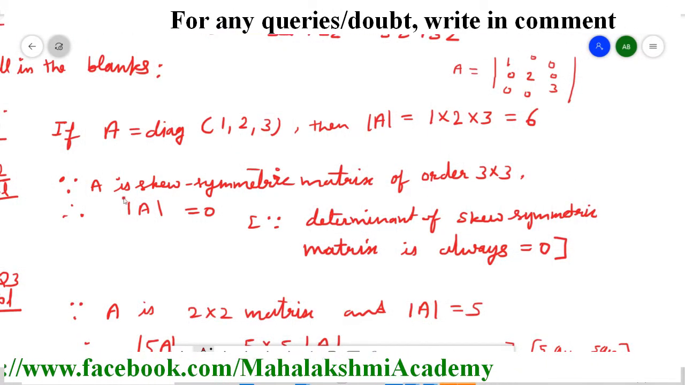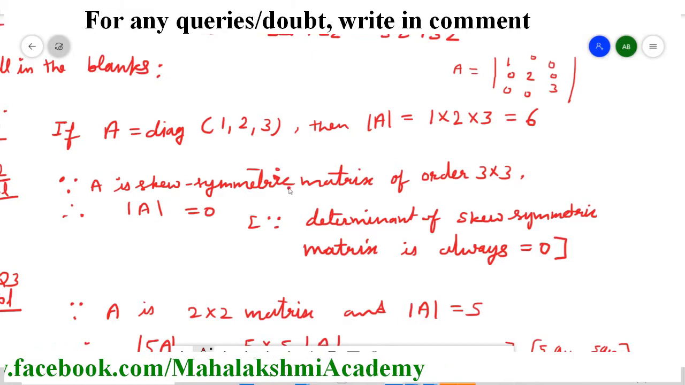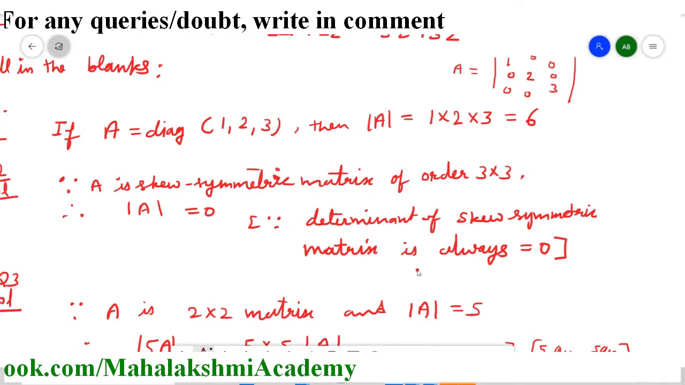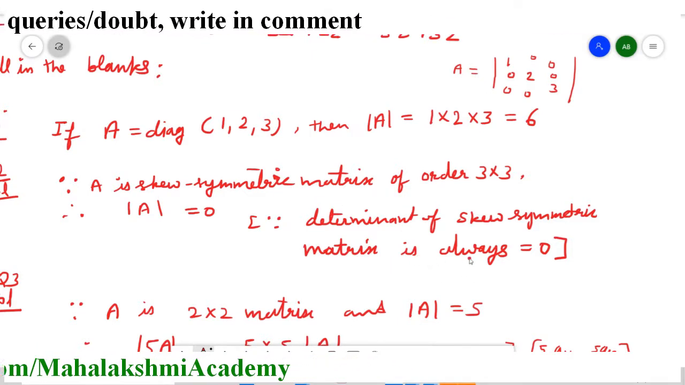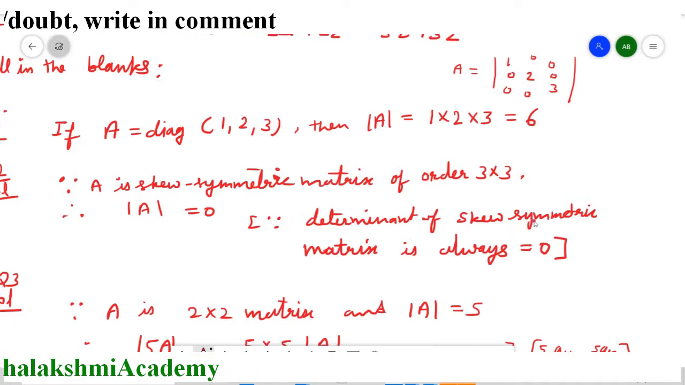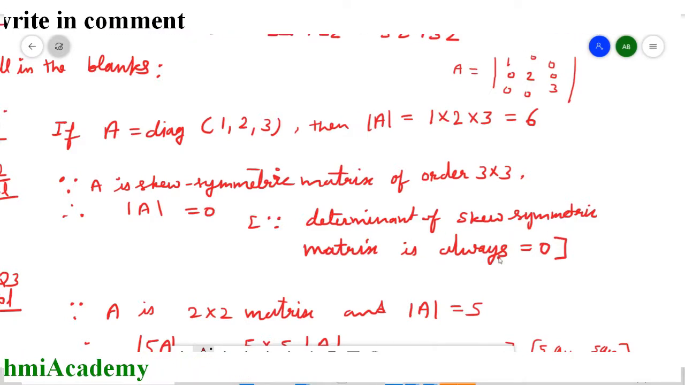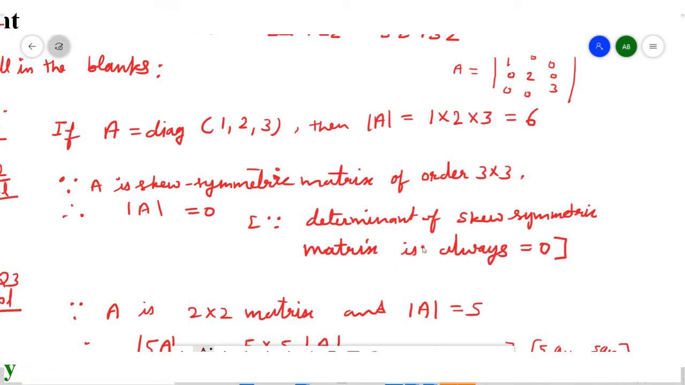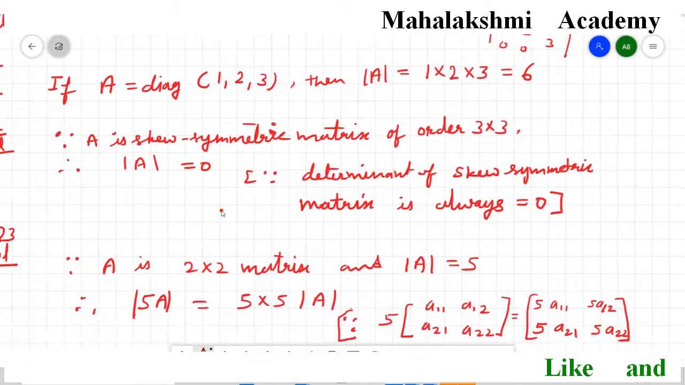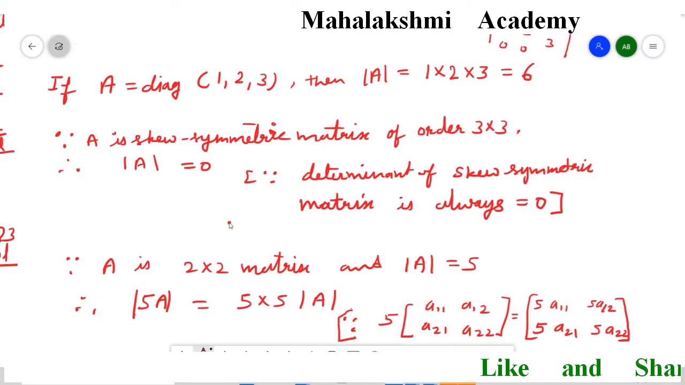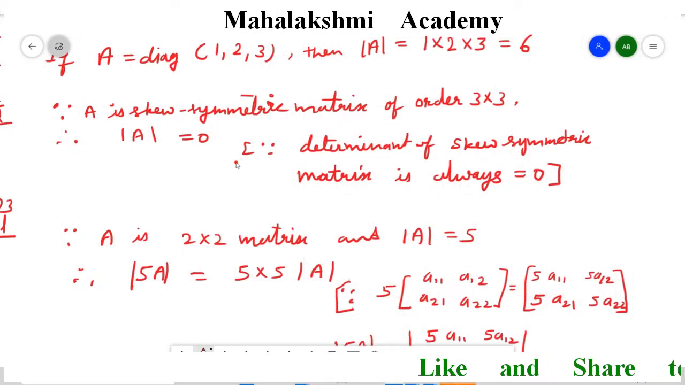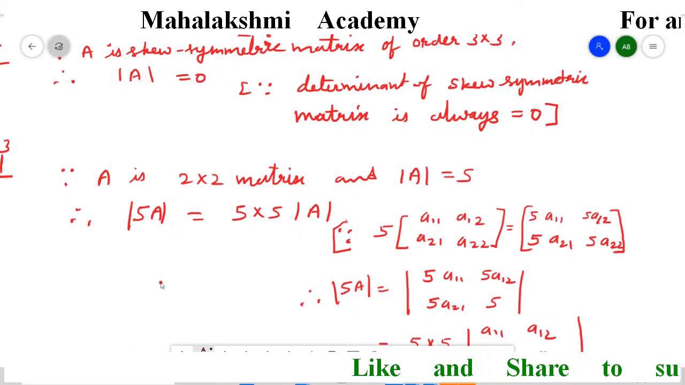Now, if any matrix is skew symmetric, then its determinant is always 0. So this is also a formula, learn it. The determinant of a skew symmetric matrix is always 0. So it's a direct formula, and if you want to confirm it, create any skew symmetric matrix and then find out the determinant, you will always get the answer 0. So it's a direct formula. Then the next, question number 3rd.